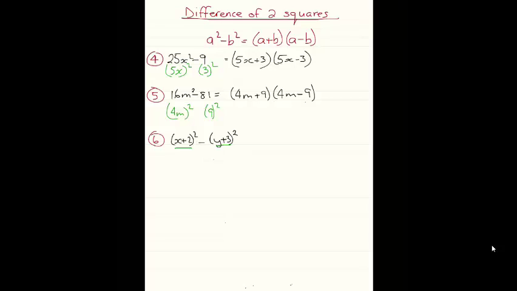But what you do have here is the difference, because we've got a minus, of two square numbers. So we're going to factorise this the same way that we did above, but thinking that in this case our terms are (x plus 2) and (y plus 3). So what this factorises to is (x plus 2 plus y plus 3)(x plus 2 minus (y plus 3)). So simplify that and I'll see you in class.